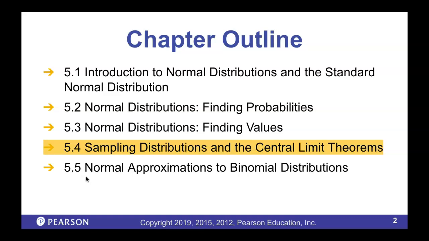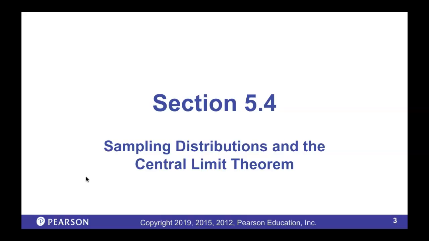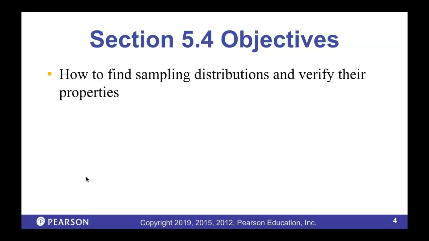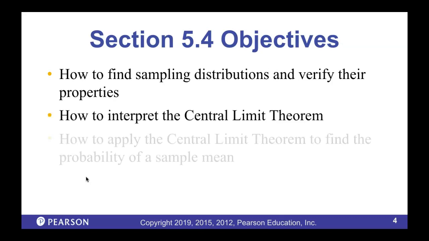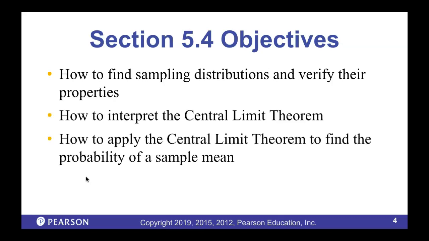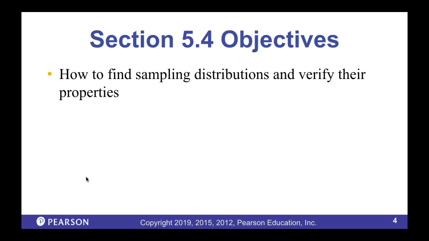So, learning objectives. The first one that I will cover in this section is how to find sampling distributions and verify their probabilities. I will talk about what sampling distribution is, and I'll give you how to find the mean and the standard deviation of this distribution. The second and the third learning objective of section 5.4 are using the central limit theorem. I'll come back and record 2 more videos on those 2 learning objectives, but in this first video, we'll talk about sampling distribution. Okay?